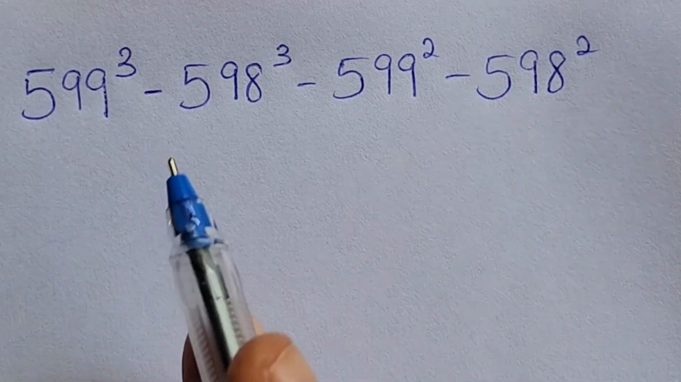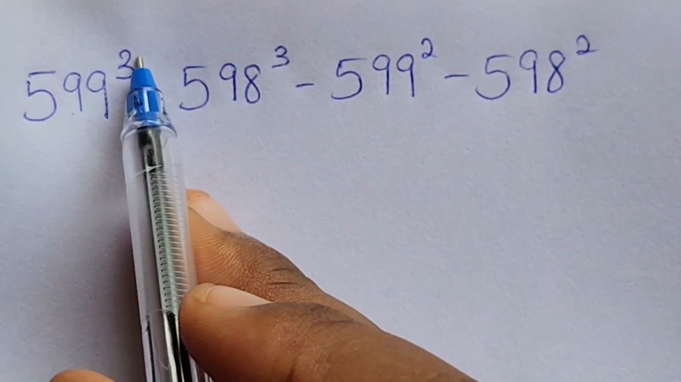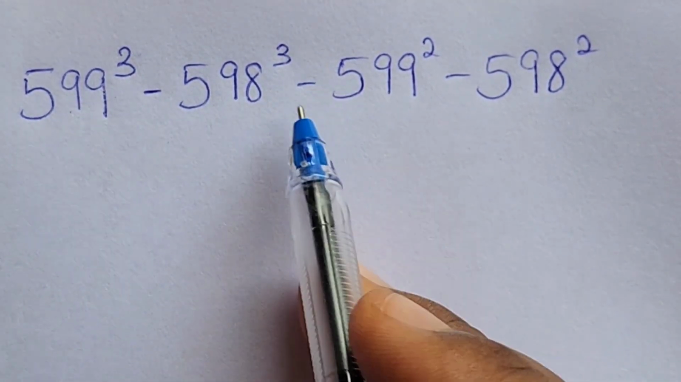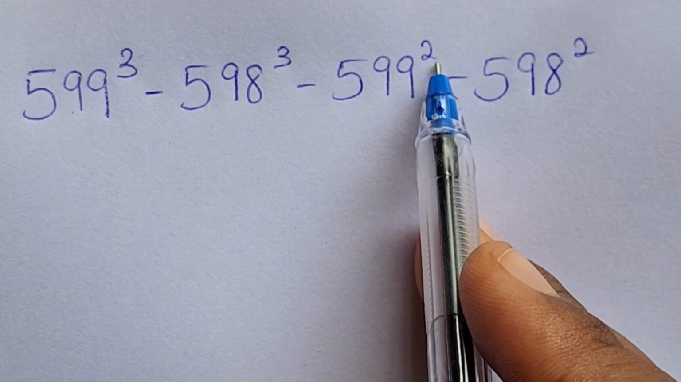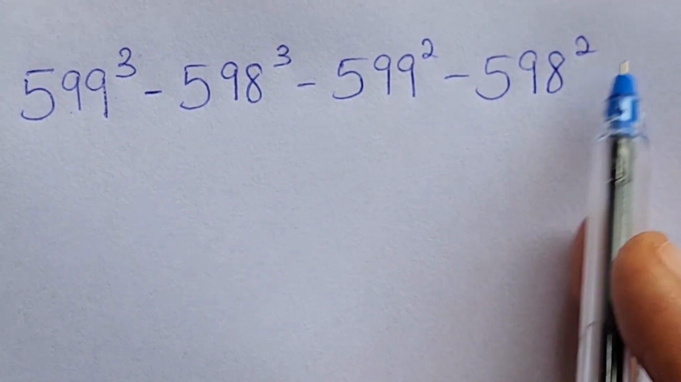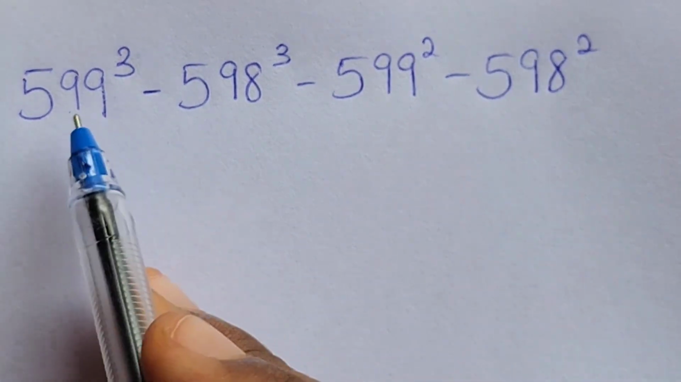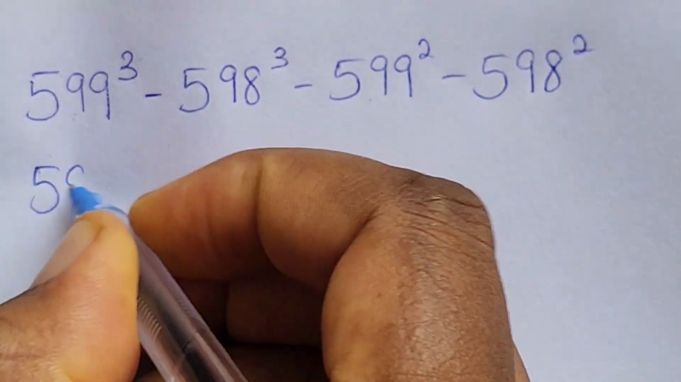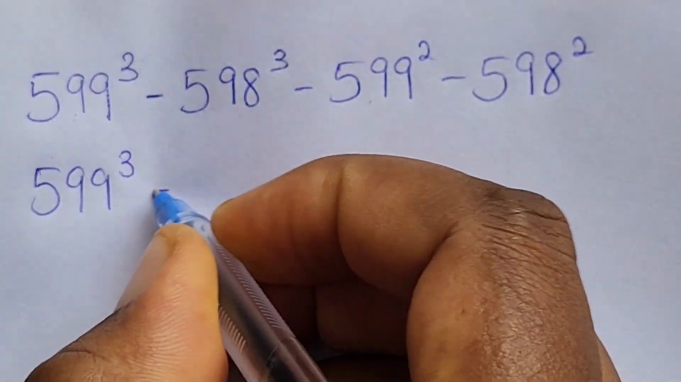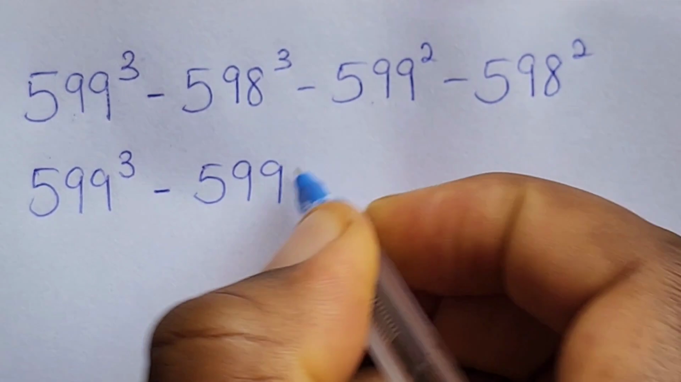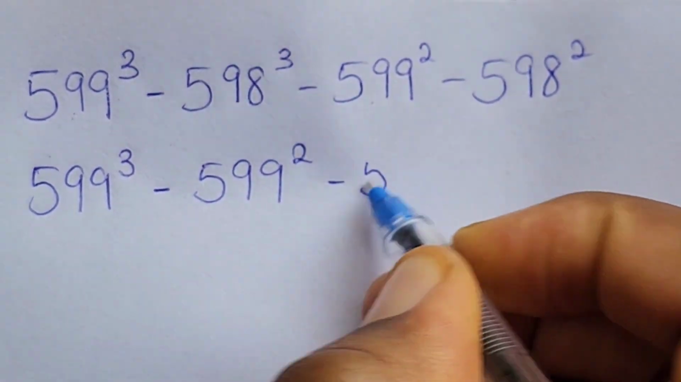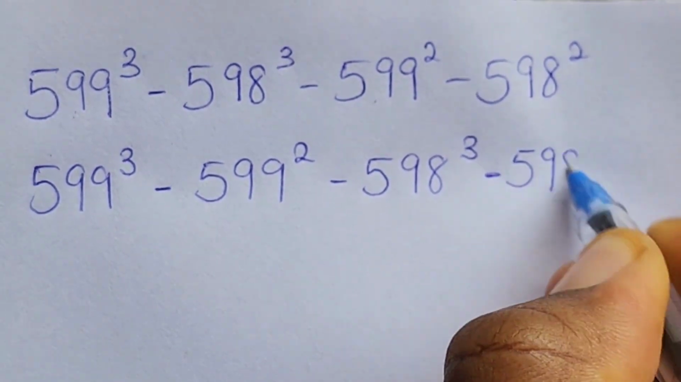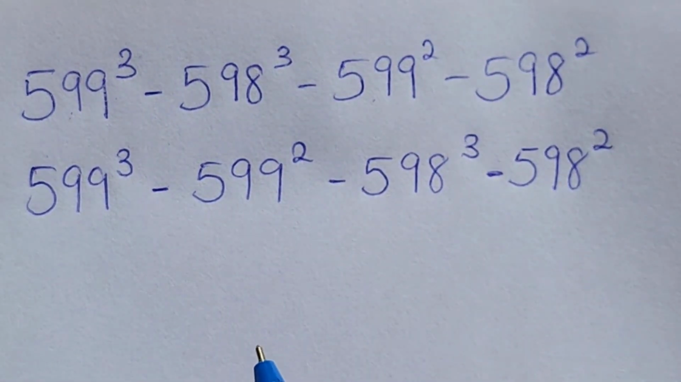Let's solve this math problem together. We have 599 to the power of 3 minus 598 to the power of 3 minus 599 to the power of 2 minus 599 to the power of 2. So let's pick the ones with the same base together to have 599 to the power of 3 minus 599 to the power of 2 minus 598 to the power of 3 minus 598 to the power of 2.